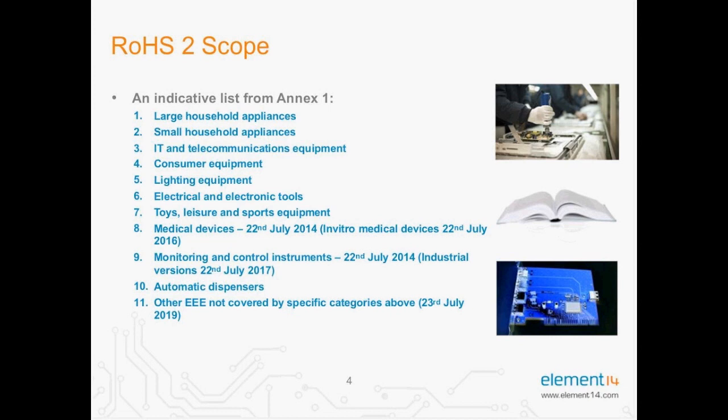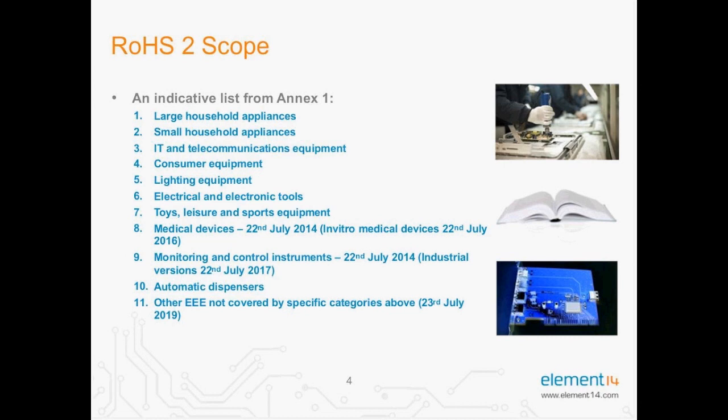So under category 1, large household appliances, these are domestic white goods, things like fridges, freezers, electric stoves, washing machines, those types of household appliances. Under category 2, small household appliances, they are smaller domestic items, things like toasters, deep fat fryers, vacuum cleaners, hair dryers, these types of smaller domestic products.